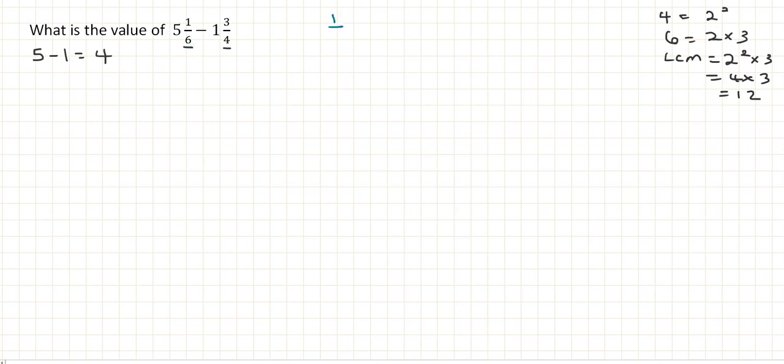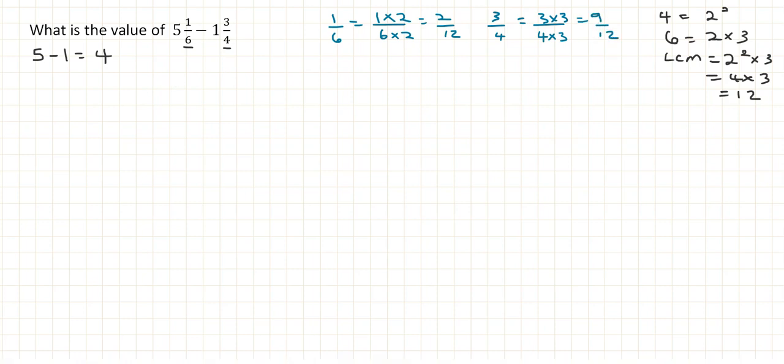So let's start with 1/6. We want to write it so that it's a denominator of 12. So we're going to multiply 6 by 2. We multiply 1 by 2. So we now have 2/12. Now let's look at 3/4. We need to write this as a fraction with a denominator of 12. So we have 4 times 3. We also have 3 times 3. So this is going to give us 9/12.